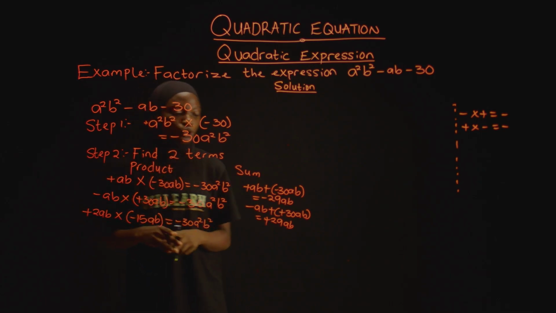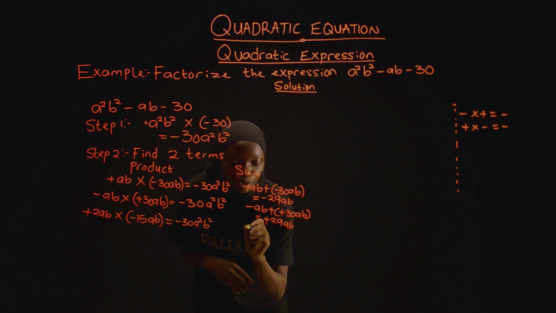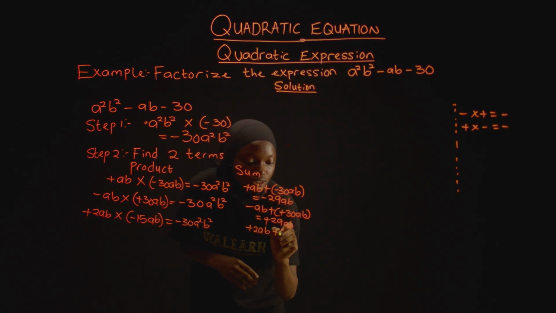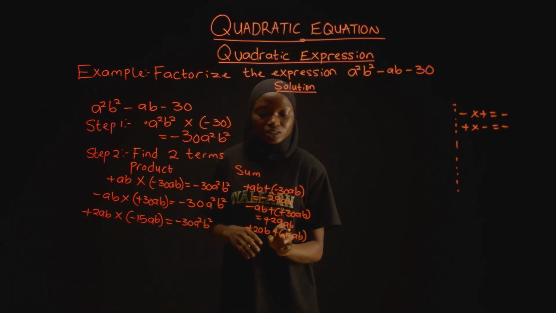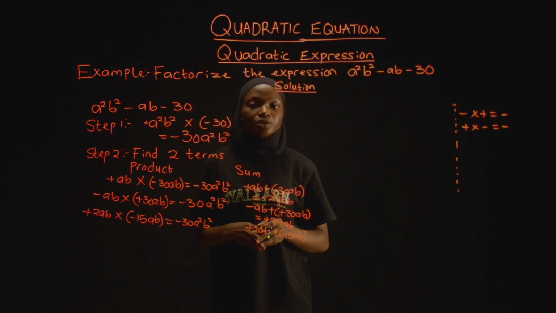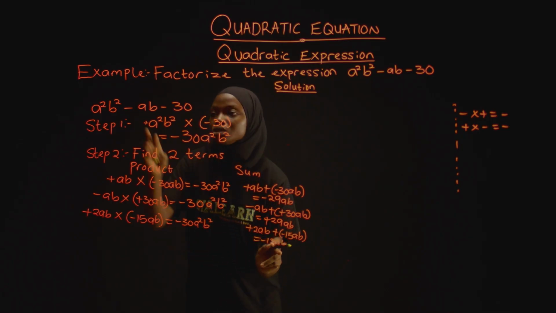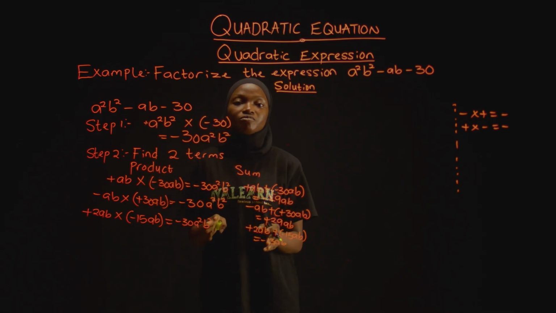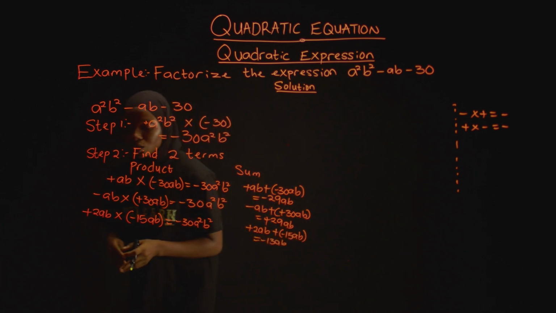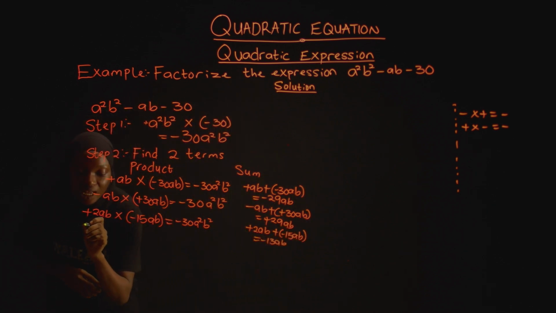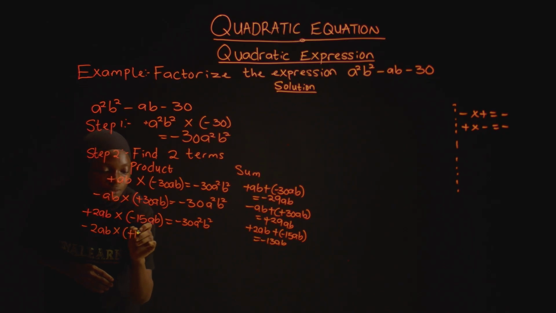Now let's take their sum. We'll have plus 2ab, then plus minus 15ab, which is 2ab minus 15ab. That will give us minus 13ab, which is not the second term we have. So that means these two terms that we have here are not the two terms we need to find. So we interchange the signs. That is, we could have minus 2ab again multiplied by plus 15ab.